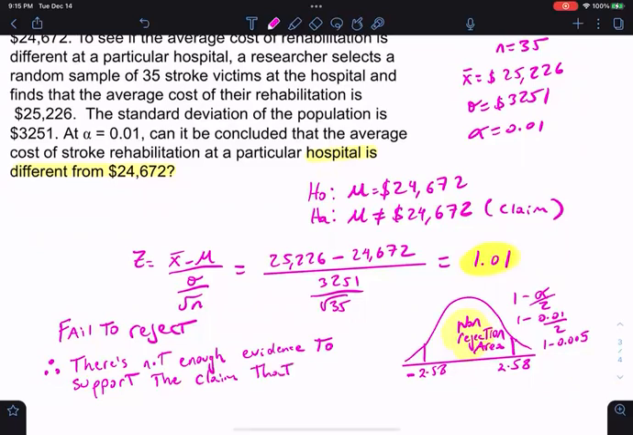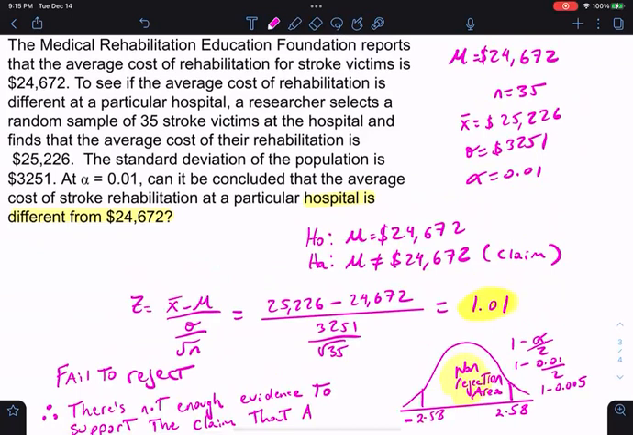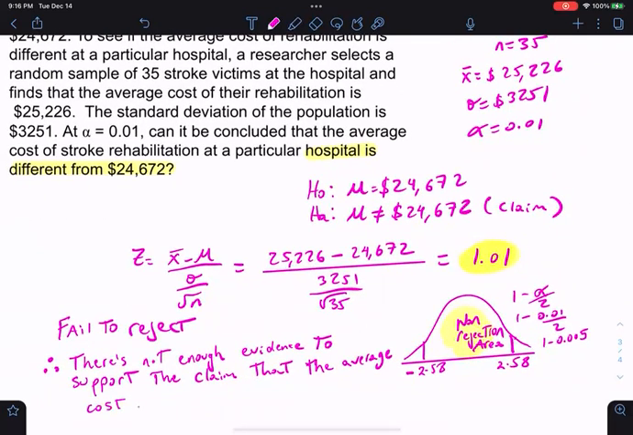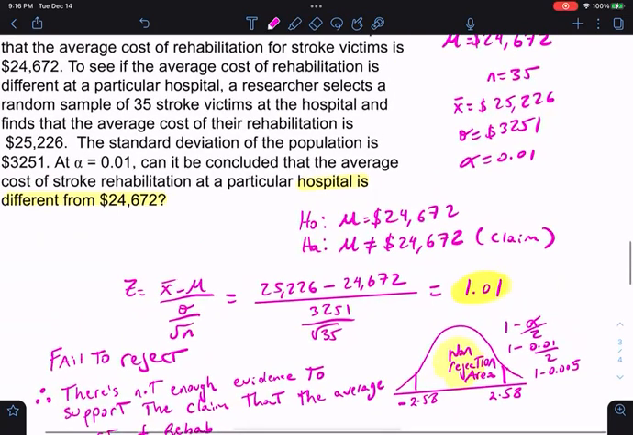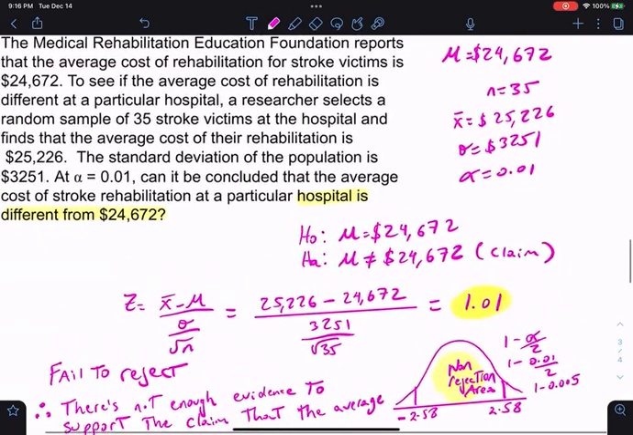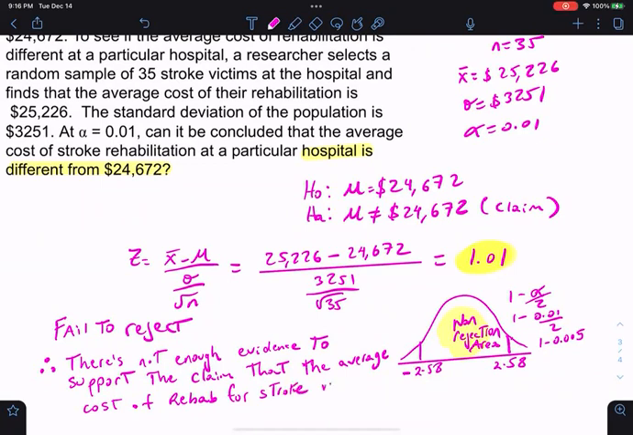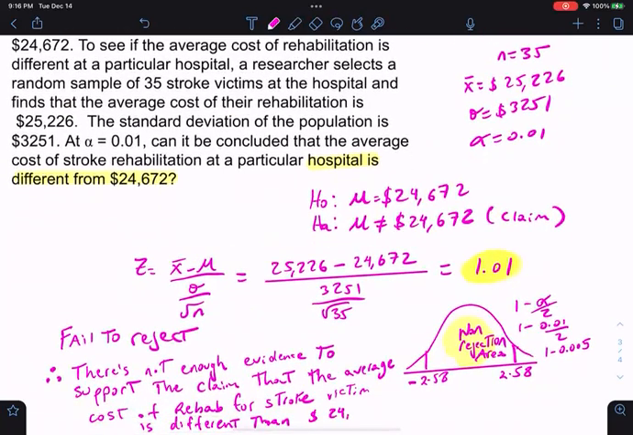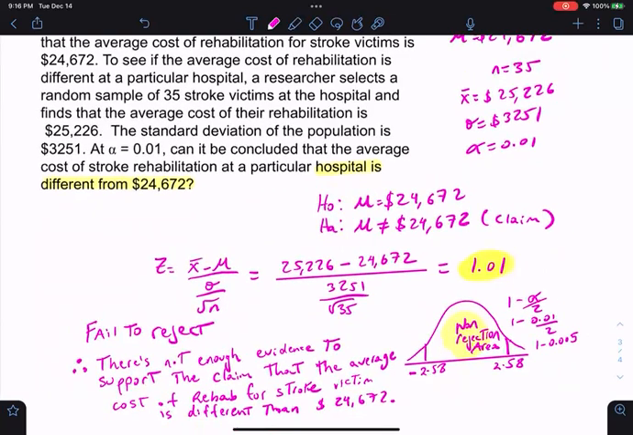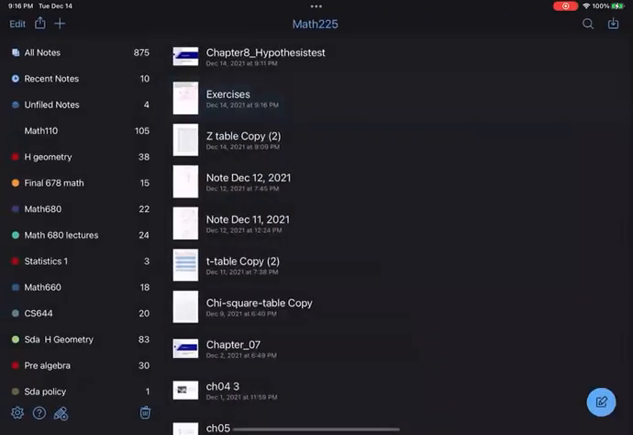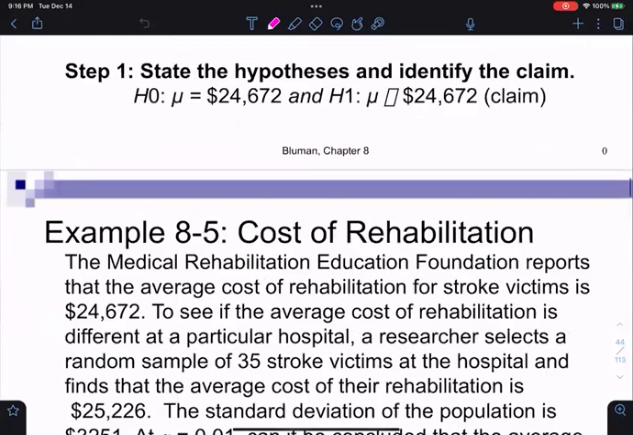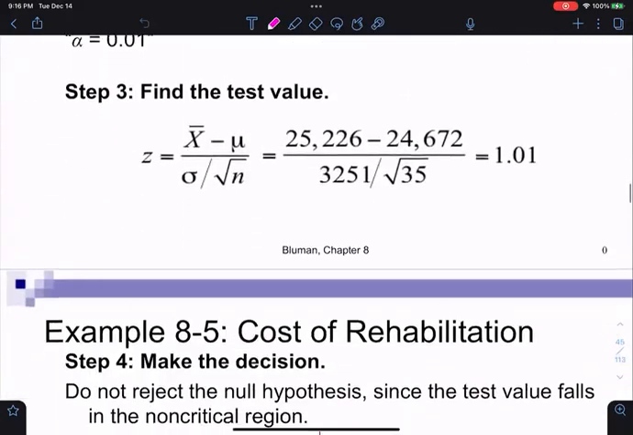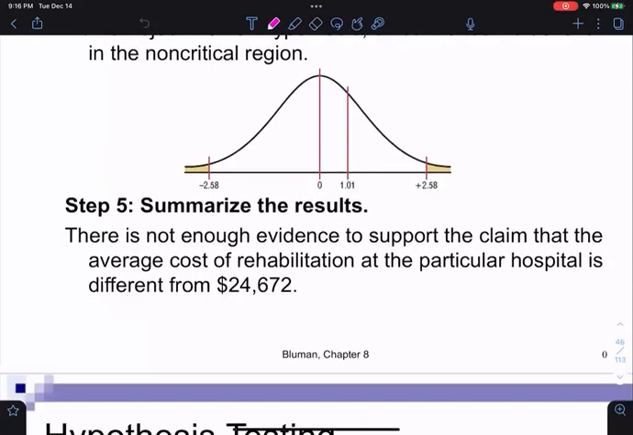That the average cost of rehab for stroke victims is different than $24,672. That's it. That's what you need to say. Not difficult, right? I mean, it's pretty straightforward. Okay, so that's that part, right? So you can say these things, and then you can say, okay, there's not enough evidence to support the claim that the average cost is different.